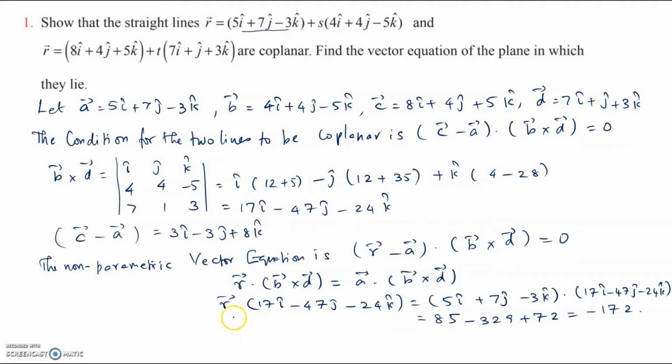Therefore, our equation is R vector dot product with 17 i cap minus 47 j cap minus 24 k cap is equal to minus 172.